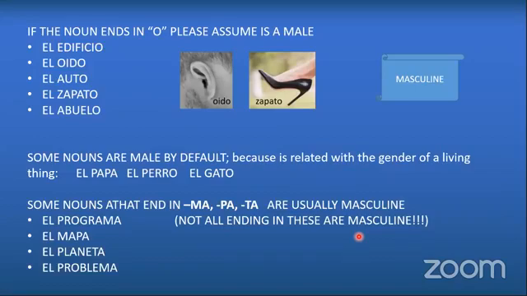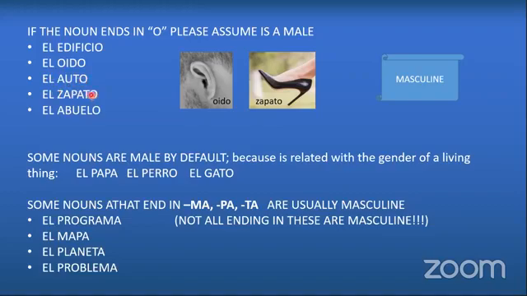If the noun ends in O, we said that we are going to assume it is male. For example, el edificio. Edificio ends in O, and the article is a masculine one, the building. So the building is masculine in Spanish. El oído. Doesn't matter if it's oído in a male or female, it ends in O. Hence, the article is going to be masculine. El auto, the car.